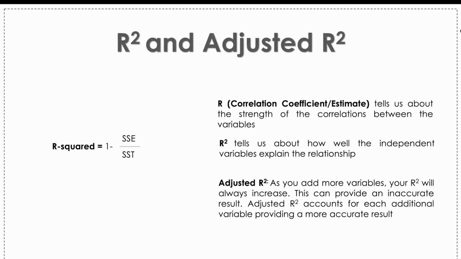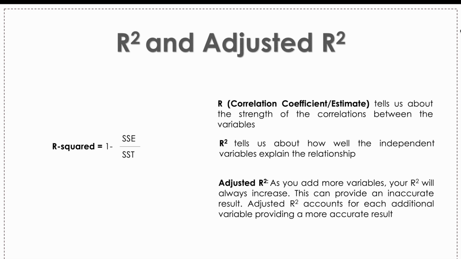Now, R squared, you see the formula on the left hand side, is made up basically of the sum of squared errors, or the sum of squared residuals, which we've covered early on, and the total sum of squares, the total variation.